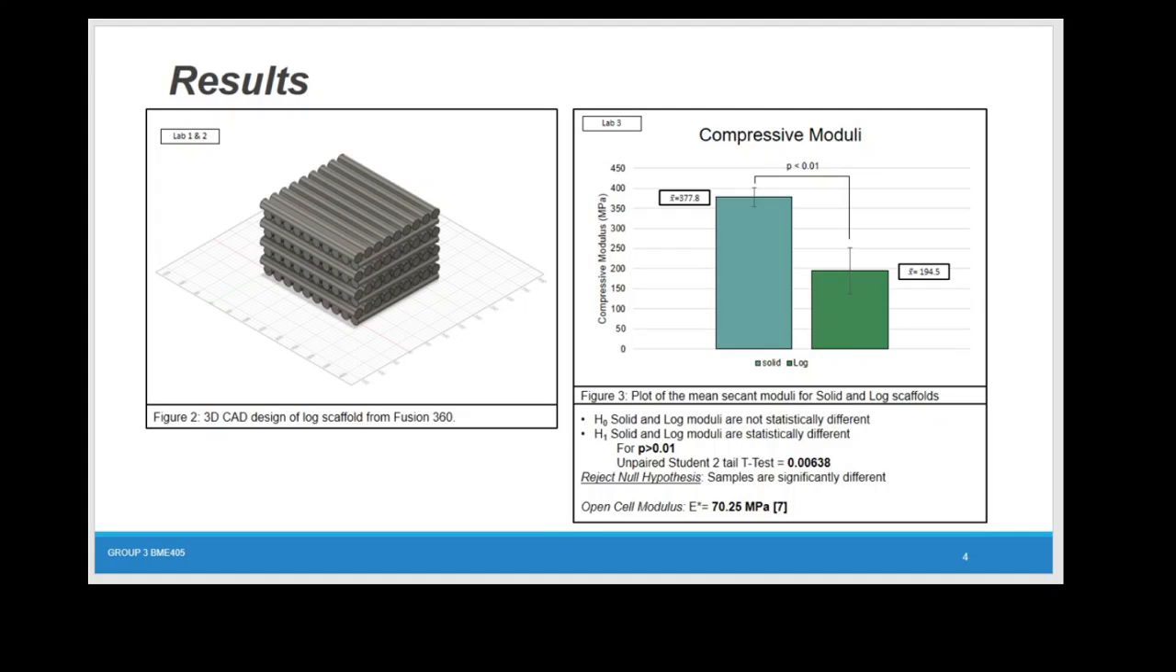As can be seen in figure 3, the compressive modulus for the solid scaffold is 377.8 megapascals, and the log scaffold is 194 megapascals. Using a p-value of greater than 0.01, rejecting the null hypothesis concludes that the stiffness of the scaffolds is statistically different.